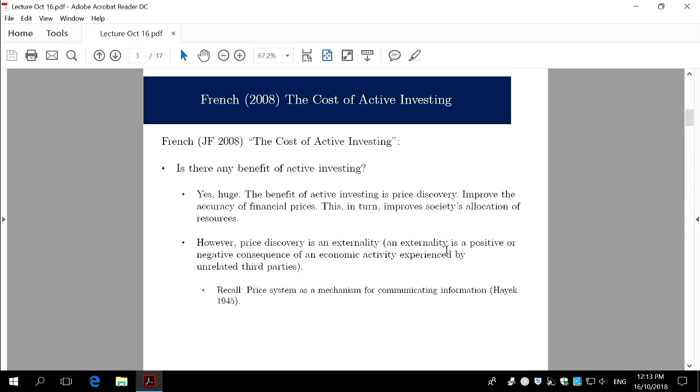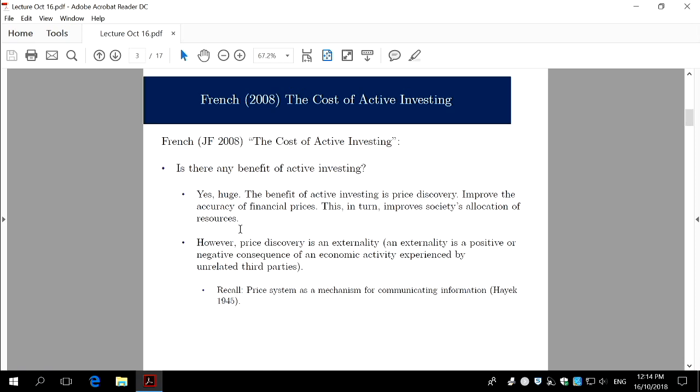It's a positive or negative consequence, an economic effect experienced by an unrelated third party. Why do we call that a third party? Because there is a huge benefit to our society, not a huge benefit to the investors themselves. You understand? They are trying to collect the information. They are doing the trading. At the end of the day, the price becomes accurate. That will benefit everyone else in our society, but not those investors themselves.